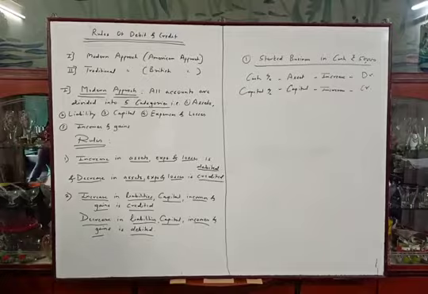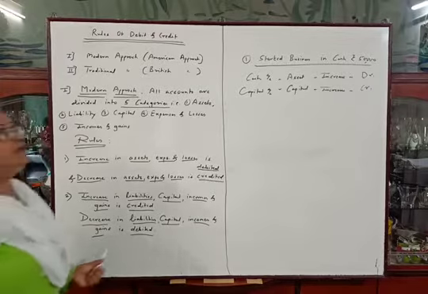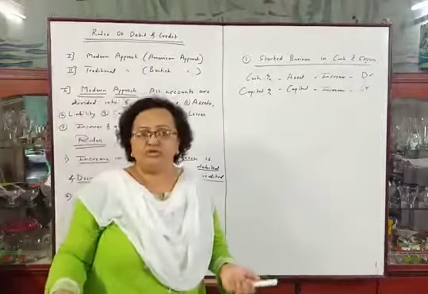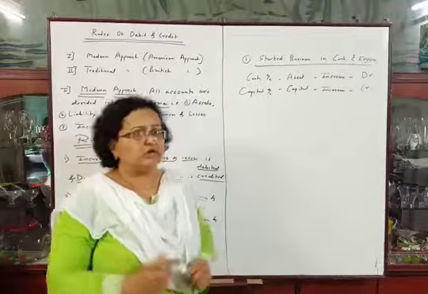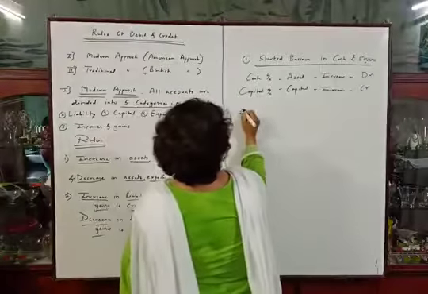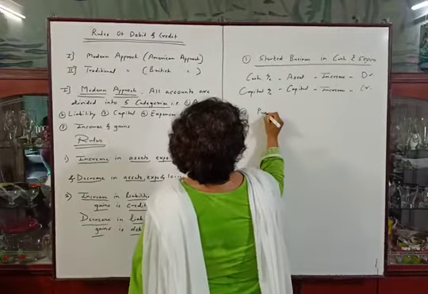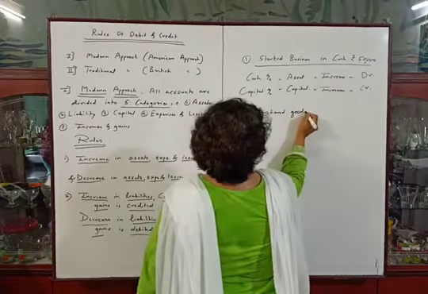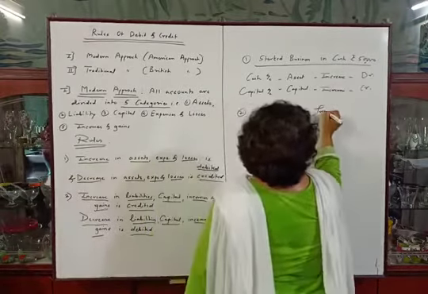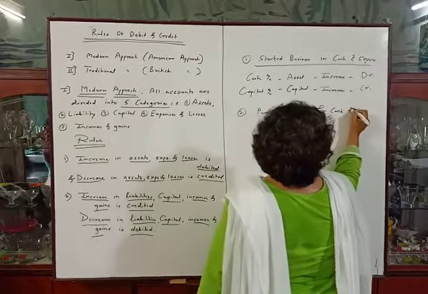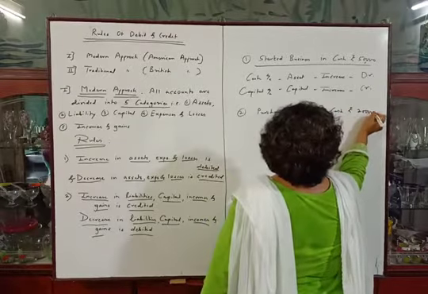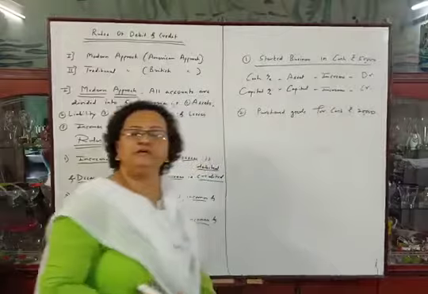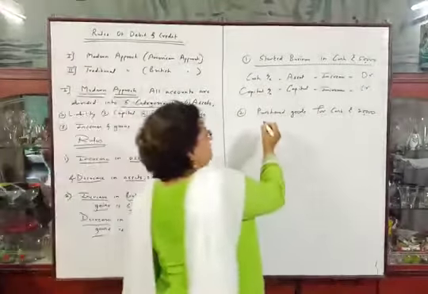See, any example we can take. So we will take purchase goods for cash. So second transaction, purchase goods for cash, rupees 20,000. Okay, rupees 20,000.